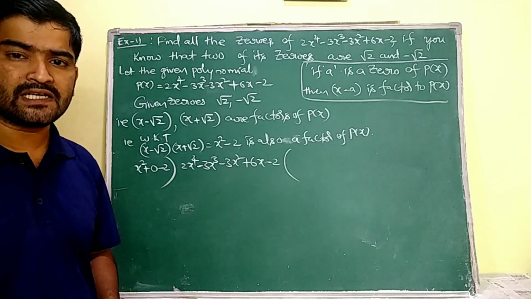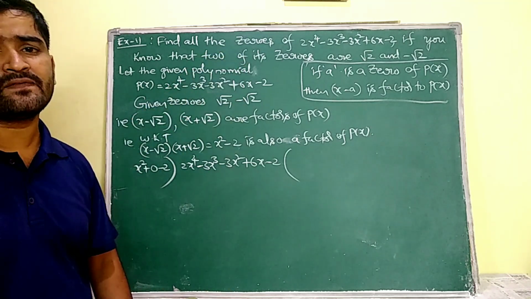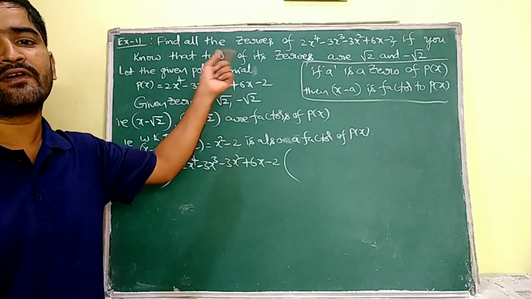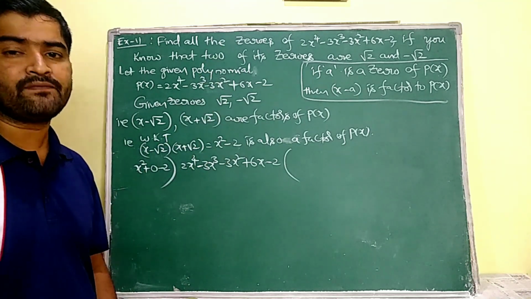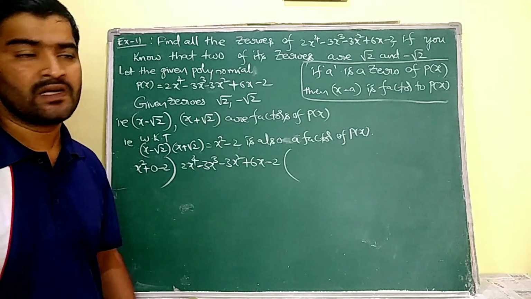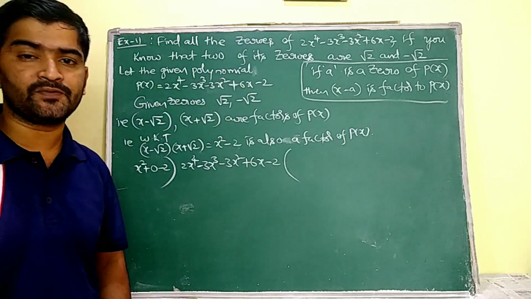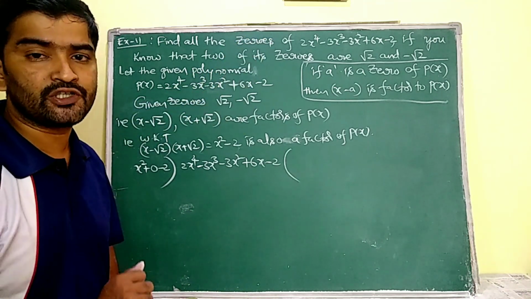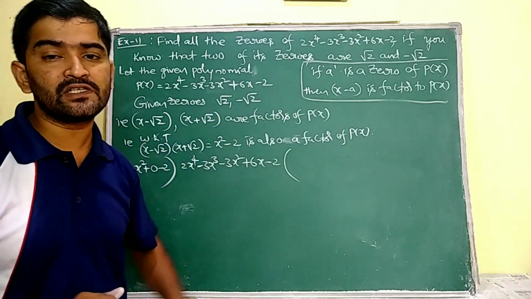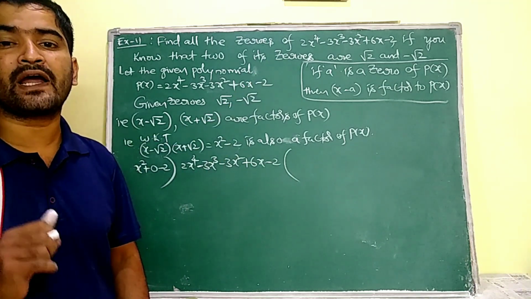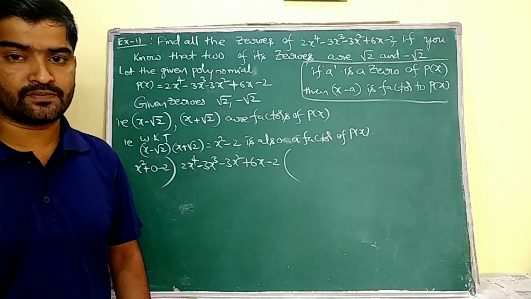And you have to question yourself how many zeros the given polynomial is going to have. For that we have to find its degree. The degree of the given polynomial is 4, so it must have 4 zeros. But only 2 of the zeros are given. Now we have to calculate the other 2 zeros.